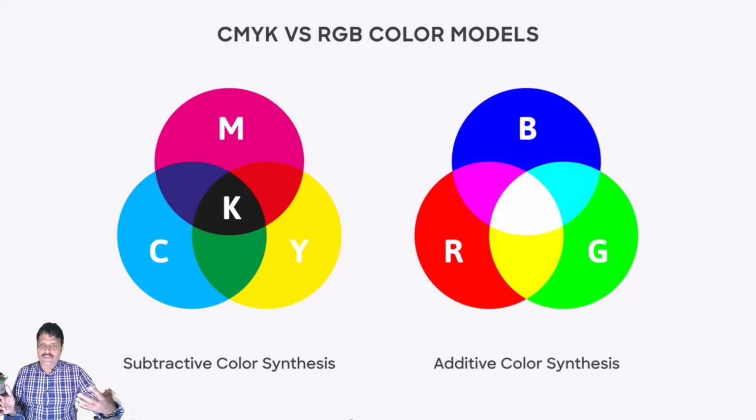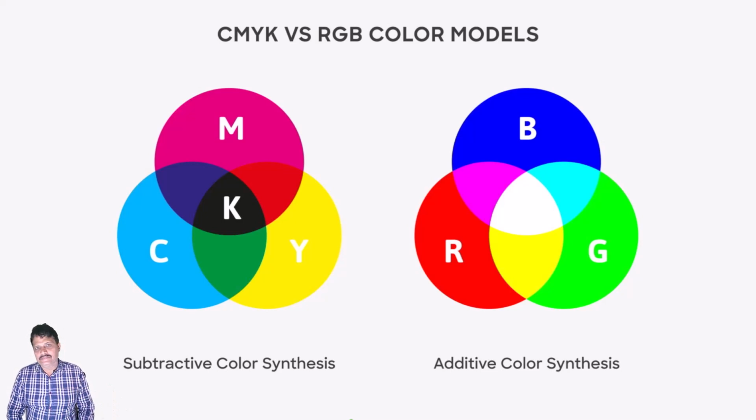One is for the reflection principle and another is for the radiation principle. So, this is the basic that you have to first understand. After understanding this basic, the next thing you may ask is, what is this color management? What is color calibration?